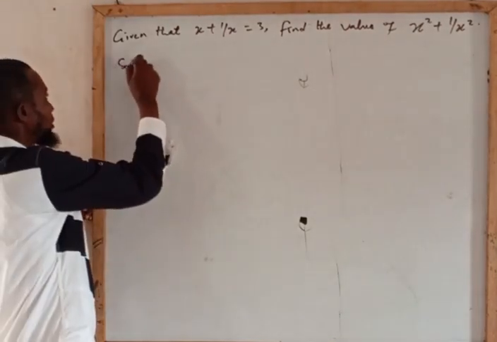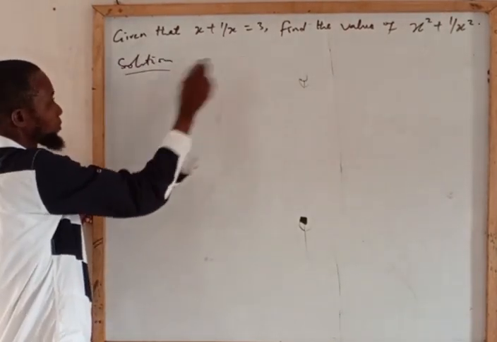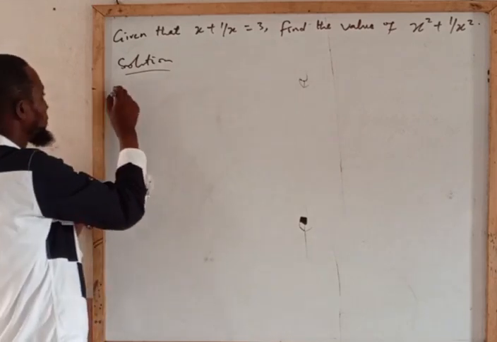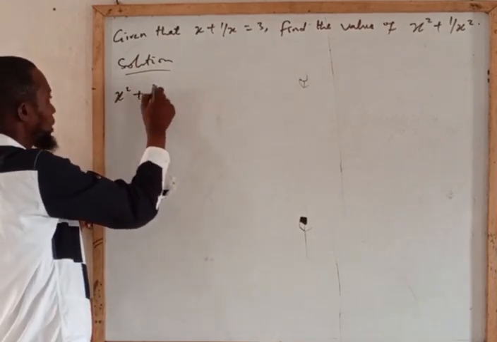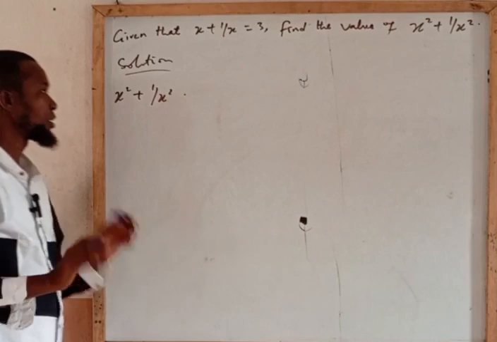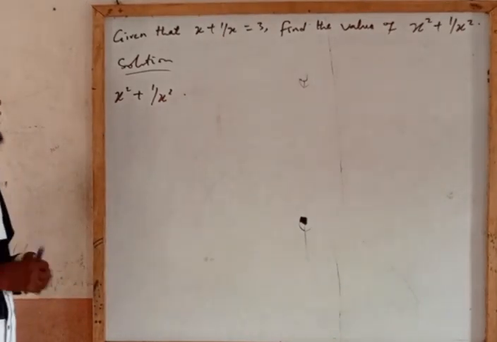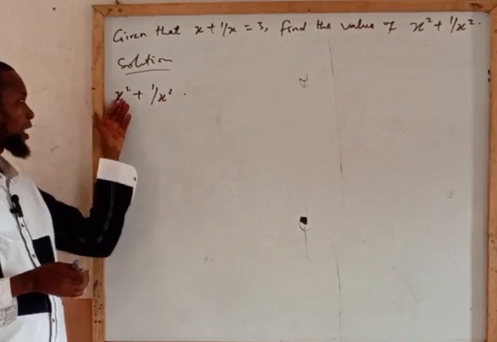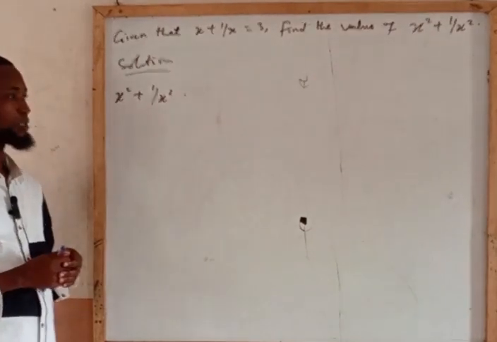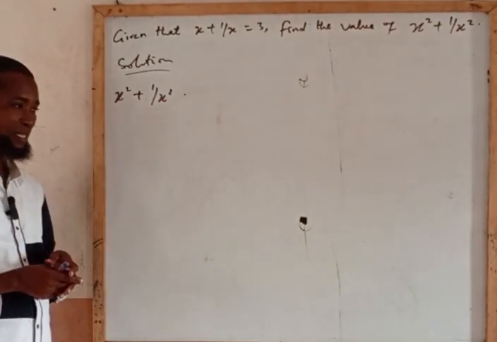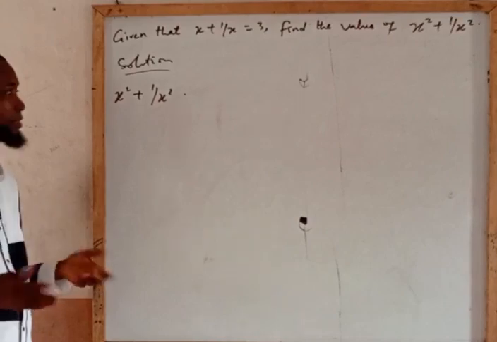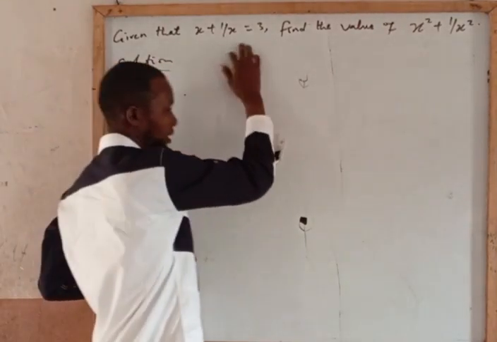So let me say my solution now. I'm looking for x squared plus 1 over x squared. So this is what I'm asked to find. This is what I'm looking for. So I will continue thinking of this thing. I will continue manipulating this thing. So in the process of manipulating this thing, there is no way I will not need these requirements.